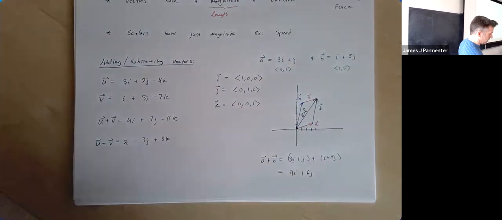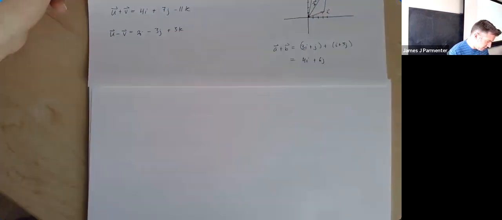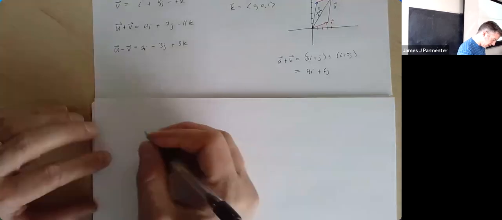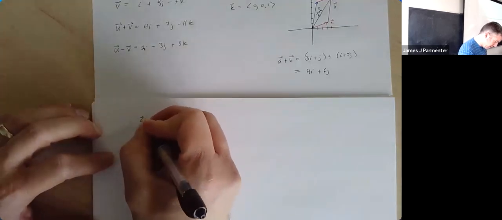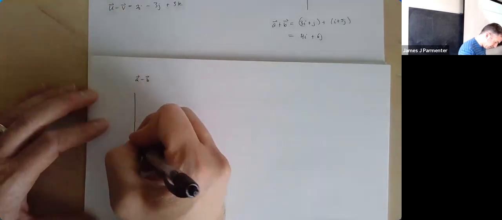You start at the tail of the first one, and you end at the head of the last one. Adding vectors, not too terrible. Subtracting graphically, I will admit, I always have to remind myself of how it works. So if we're going to subtract these vectors, let's see what happens. Let's say I want to do A minus B. I'm still going to start off by drawing A and B.